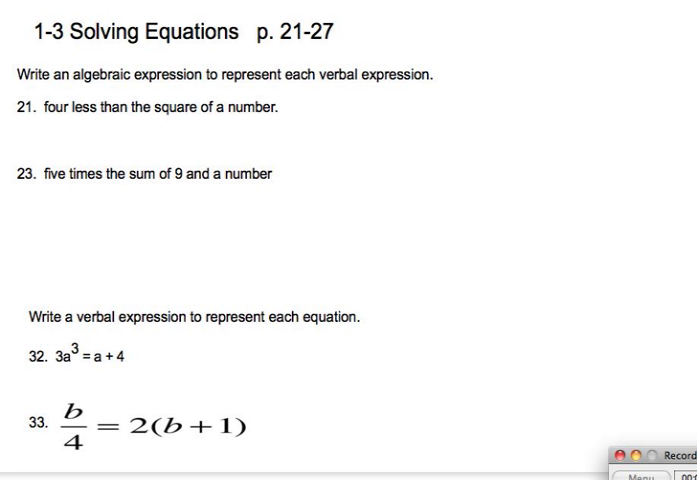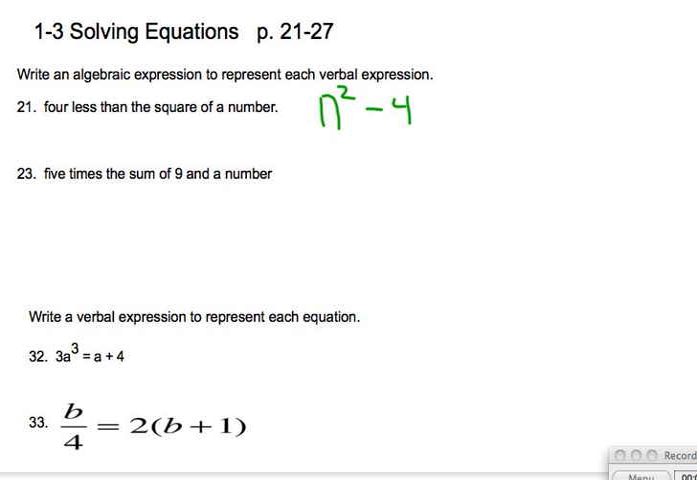So on problem 21, it says 4 less than the square of a number. 4 less than means we're going to be subtracting 4. So I start off with putting a minus 4. 4 less than the square of a number means a number times itself. So we're going to have n squared in front of that. So it's going to be n squared minus 4. 4 less than means I have to be subtracting 4 from something.